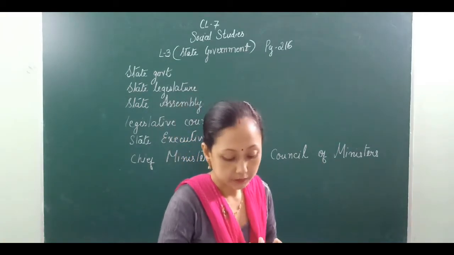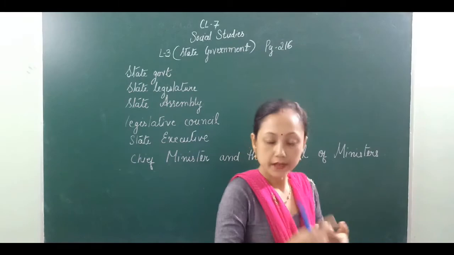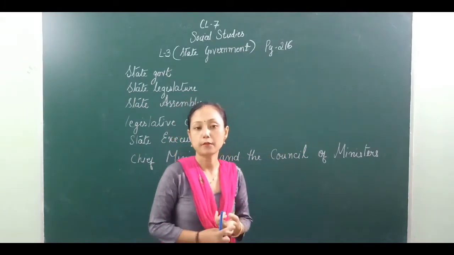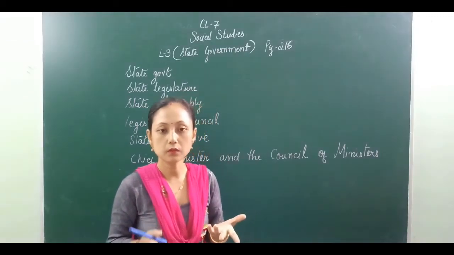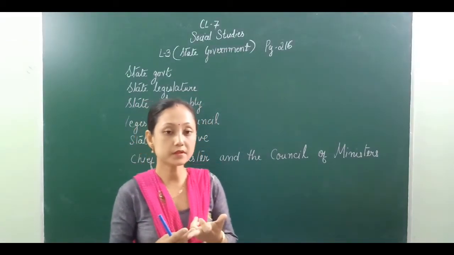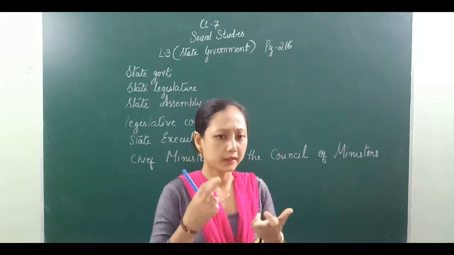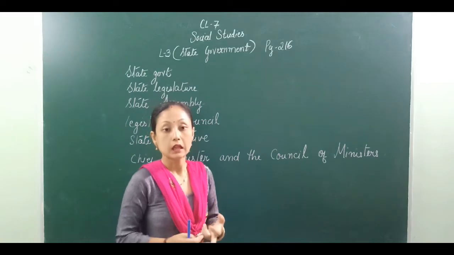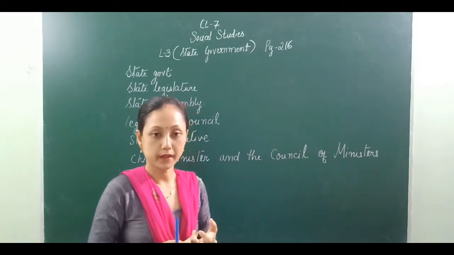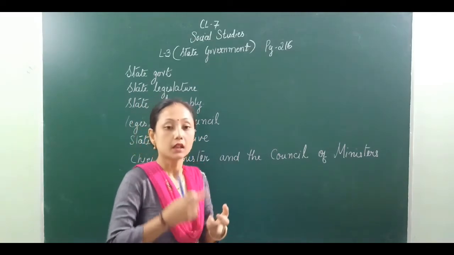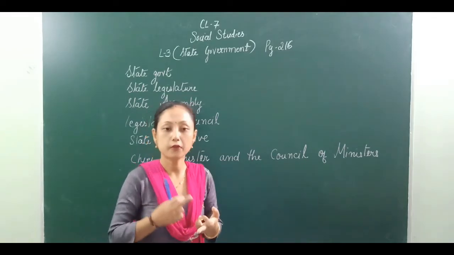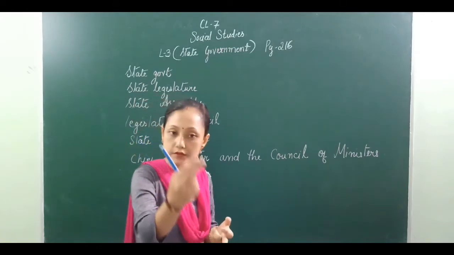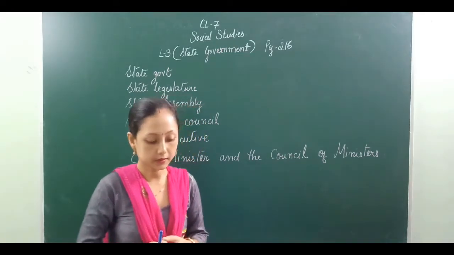Now, the state government is found in a federal type of government. What is federal? All of us know that we have two forms of government. One is the unitary form of government and another one is the federal form of government. Now, state government can exist in a federal form of government where two forms of government exist, that is the central government and the state government.